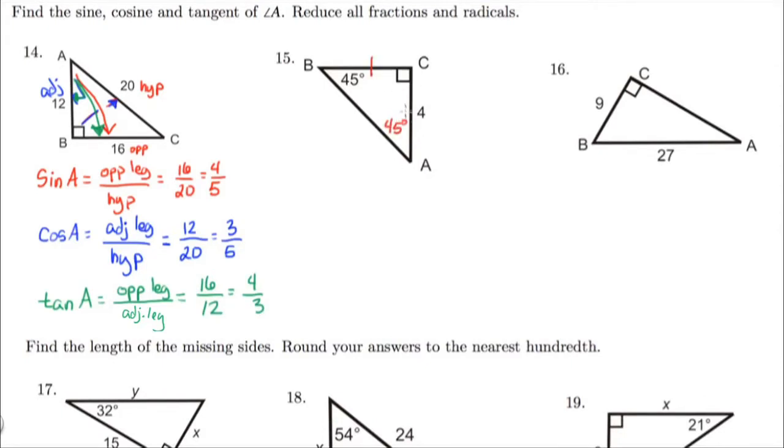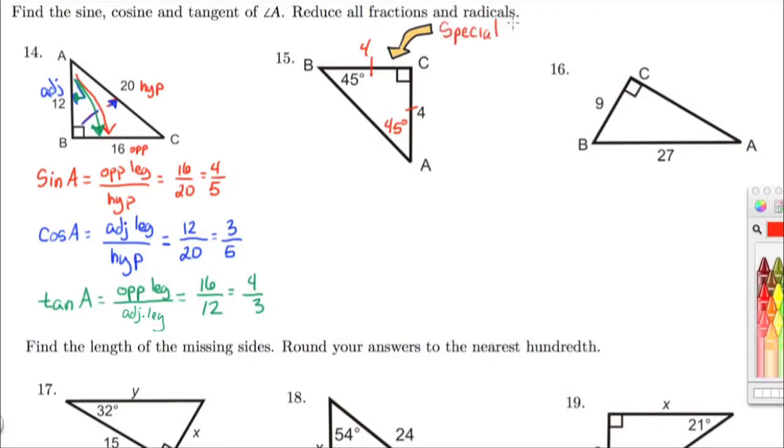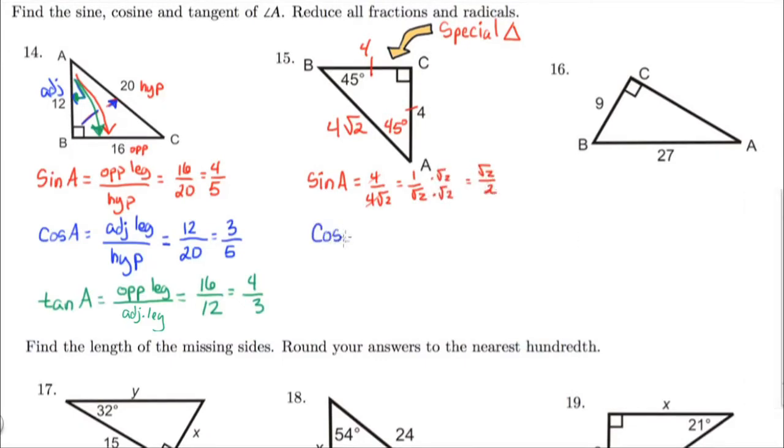In number 15, we end up getting a 45, 45, 90 isosceles right triangle. So that means both my legs will be 4. This is a special triangle, so my hypotenuse will be 4√2. So sine of the angle A is 4 divided by 4√2, which simplifies to 1 over √2, or √2 divided by 2 if we rationalize the denominator. Cosine of A will end up being the same.